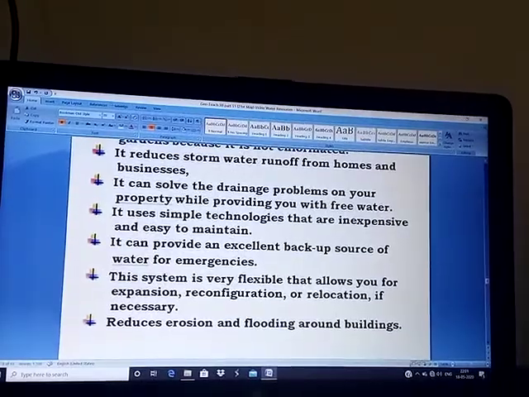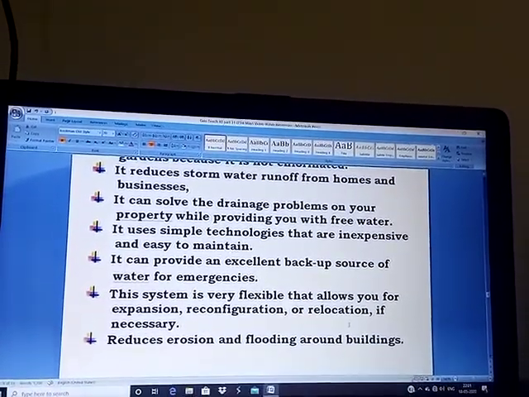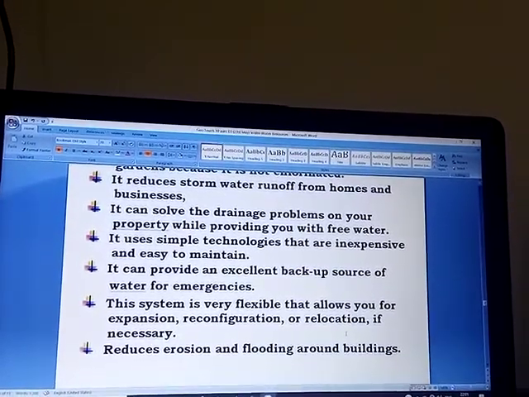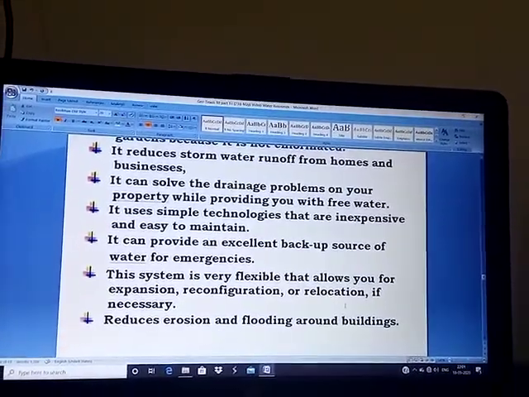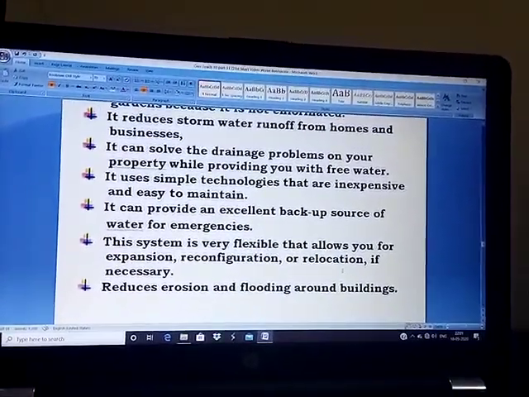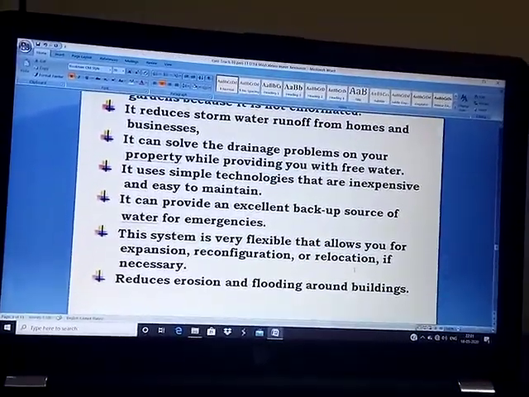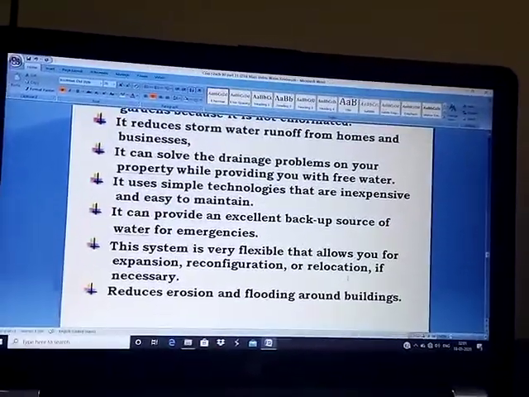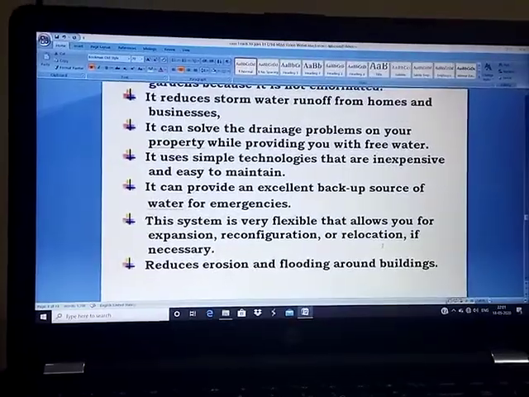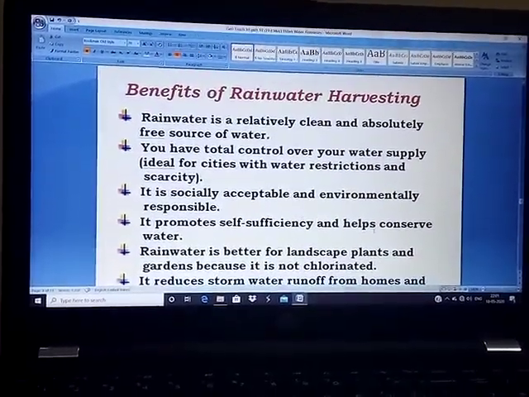This system is very flexible that allows you for expansion, reconfiguration, or relocation if necessary. You can change easily. If one particular place is not properly fit to use the rainwater harvesting, then you can go to some other place. It can reduce erosion and flooding around buildings. So there are multiple benefits for rainwater harvesting.